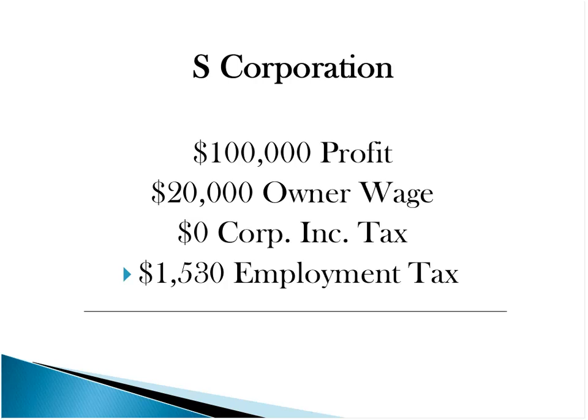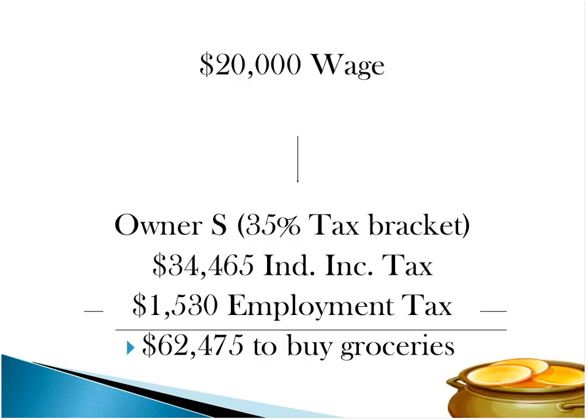The S corporation has to pay employment taxes of $1,530. Now, the owner also has Social Security withholding of $1,530, as you see on the bottom there. And since they're in a 35% tax bracket, they're going to pay almost $35,000 in income tax. So that's going to leave them with a little more than $62,000 to buy groceries.